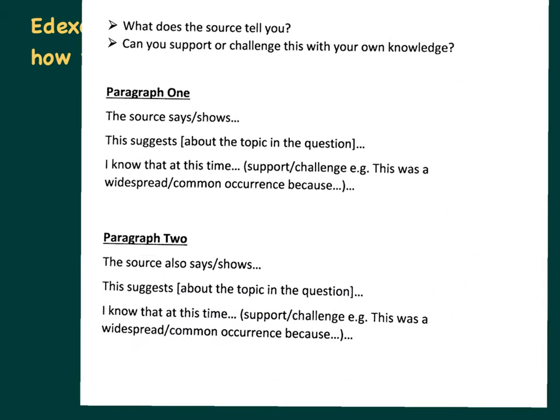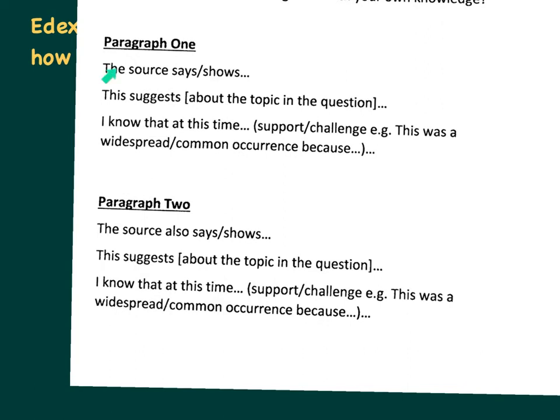So paragraph 1, we have things like the source says or the source shows. What does it say or show about the topic you've been asked about? This suggests. What does it suggest about the topic you've been asked about? So if it's about women, the source says that huge numbers of women were involved in volunteering in World War II. For example, it says blah, blah, blah. This suggests that huge numbers of women were volunteering into groups like the Land Army, blah, blah, blah.